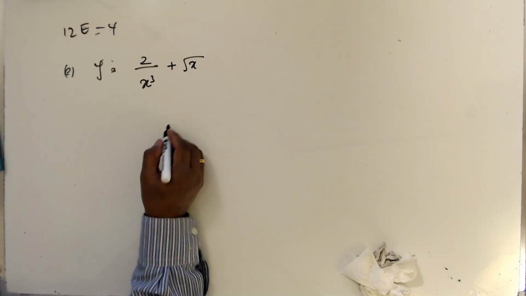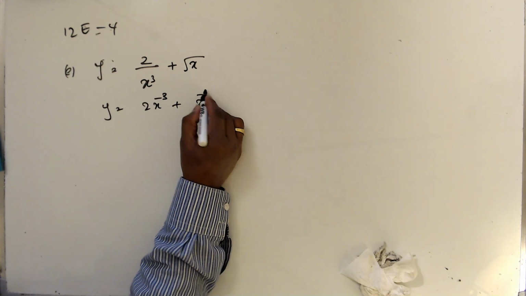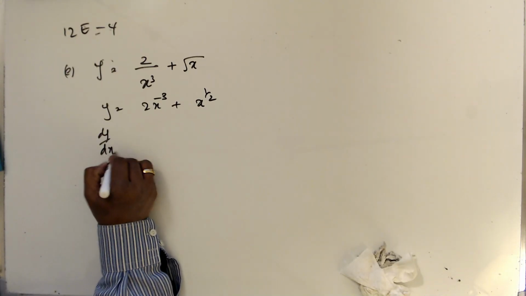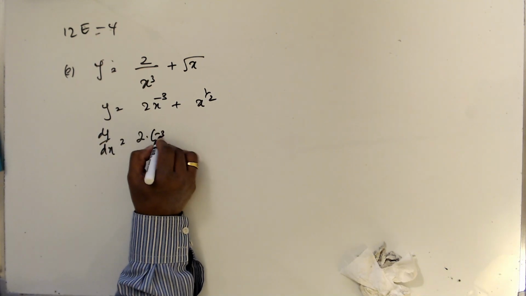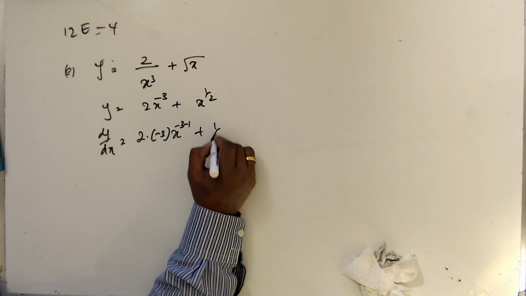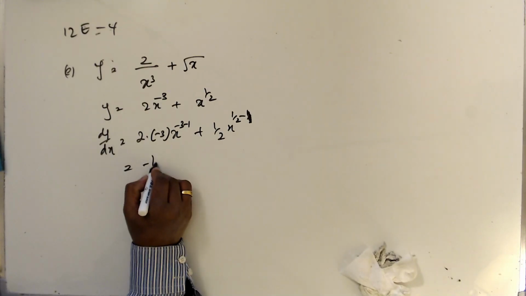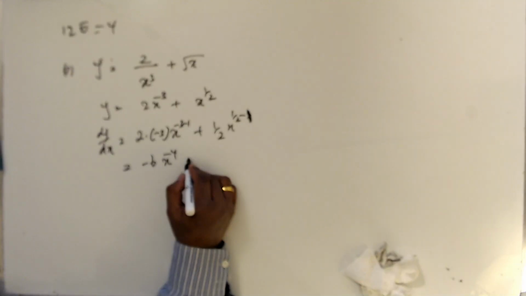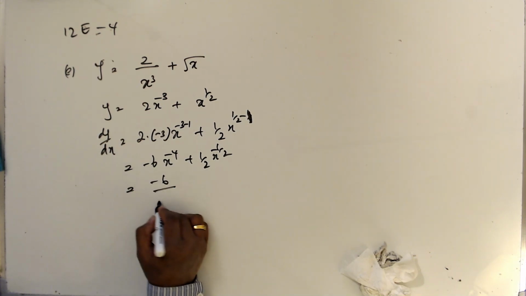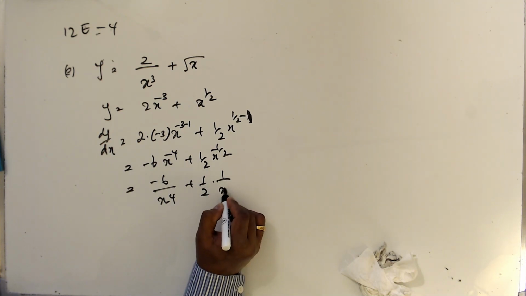Question E. This is 2x to the power minus 3 plus x to the half. So dy over dx is 2 times minus 3 x to the minus 3 minus 1 plus half x to the half minus 1. So minus 6x to the minus 4 plus half x to the minus half. So this is minus 6 over x to the 4 plus half times 1 over x to the half.